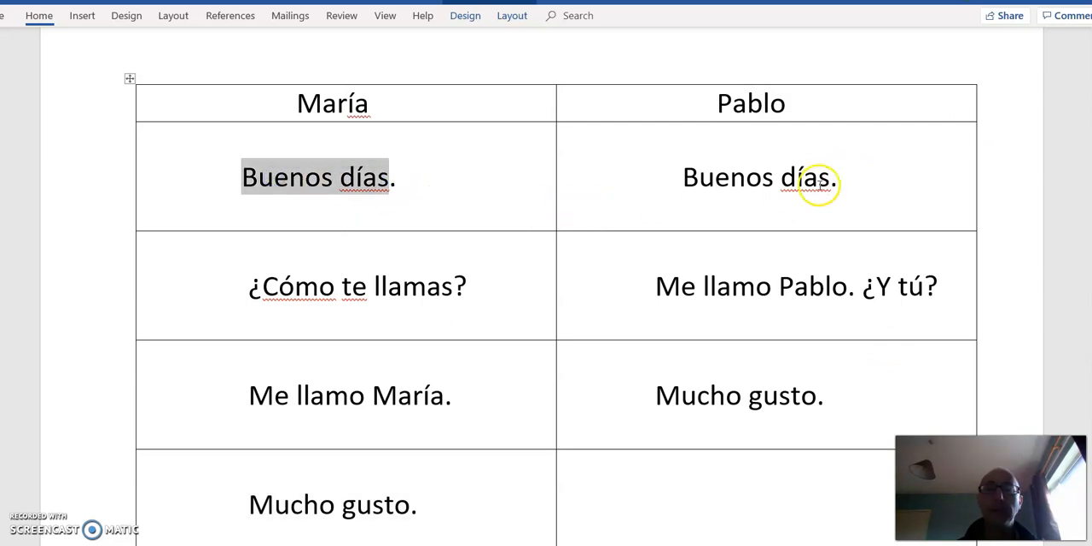Buenos días. Buenos días. ¿Cómo te llamas? Me llamo Pablo. ¿Y tú? Me llamo María. Mucho gusto. Mucho gusto.